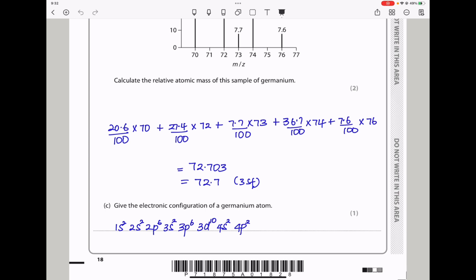The next part says, give the electronic configuration of germanium atom. Of course, it's going to be 1s2, 2s2, 2p6, 3s2, 3p6, 3d10, 4s2, and 4p2. So this is going to be the electronic configuration.